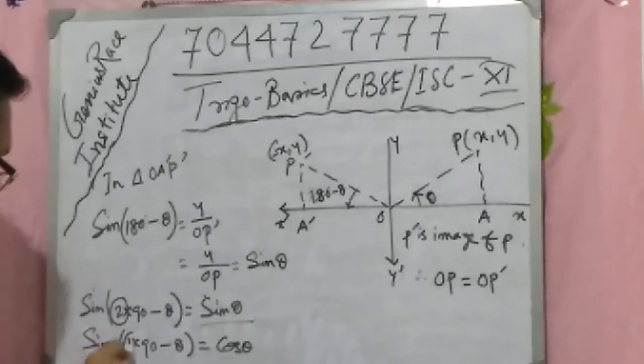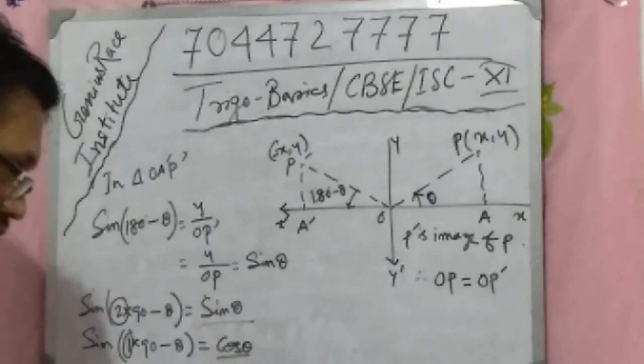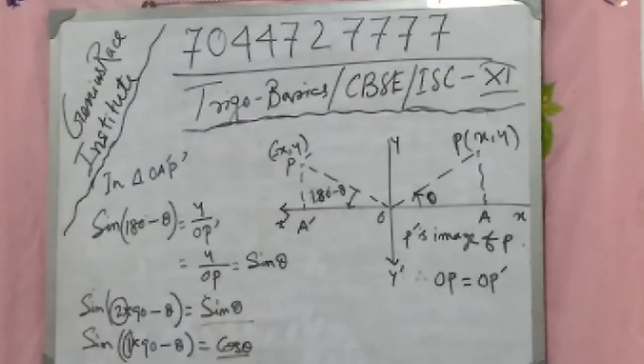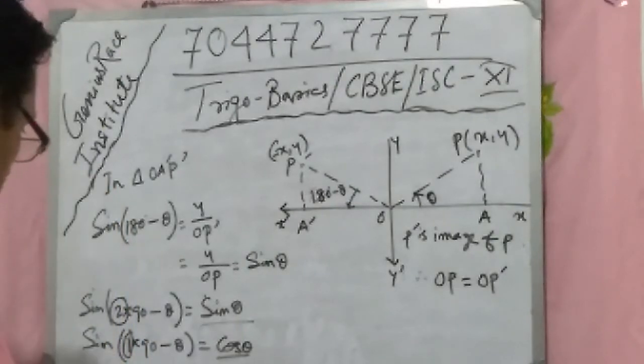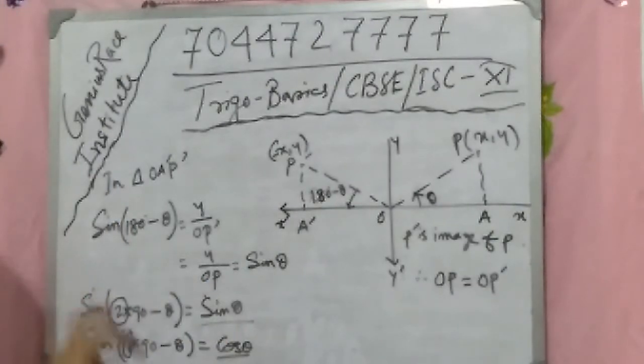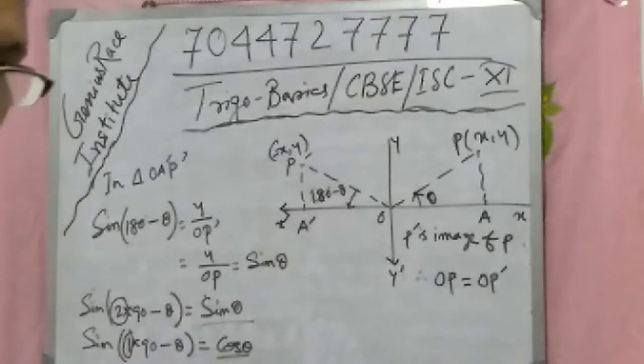When it's an odd multiple of 90, the trigo ratio changes. So the simple thing we have to remember is that when it's an even multiple of 90, no trigo ratio change; with an odd multiple, the trigo ratio changes.